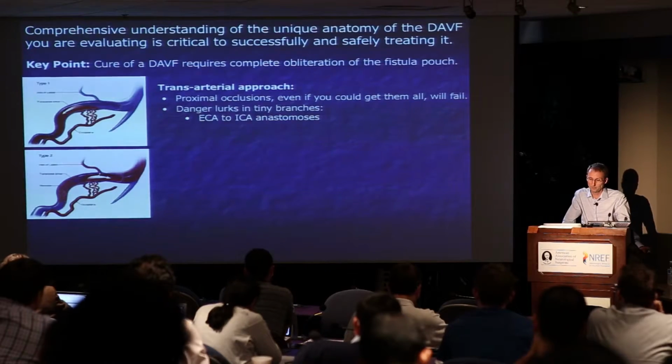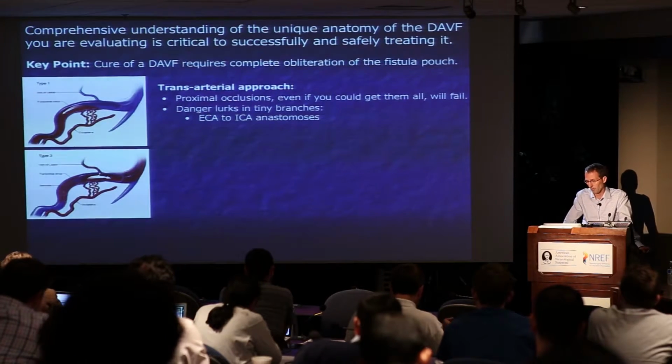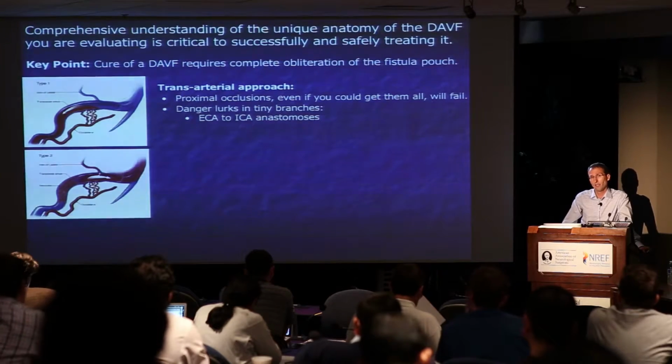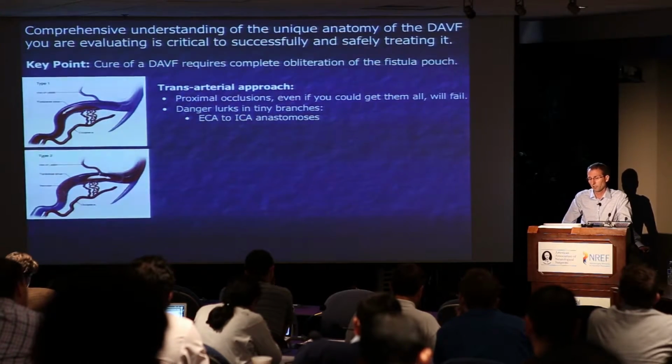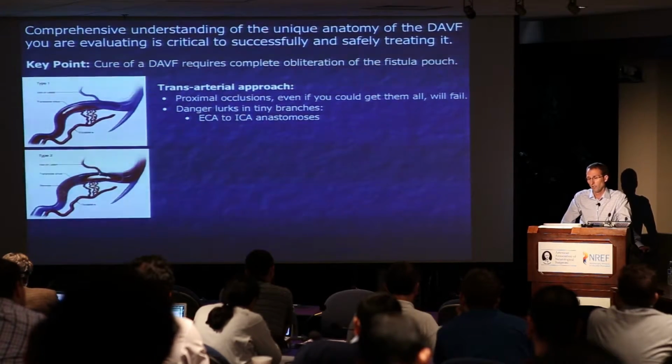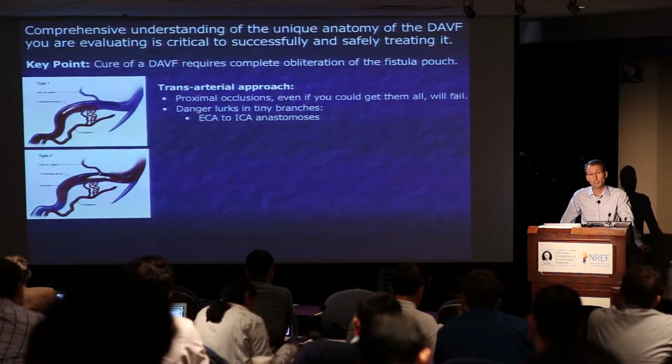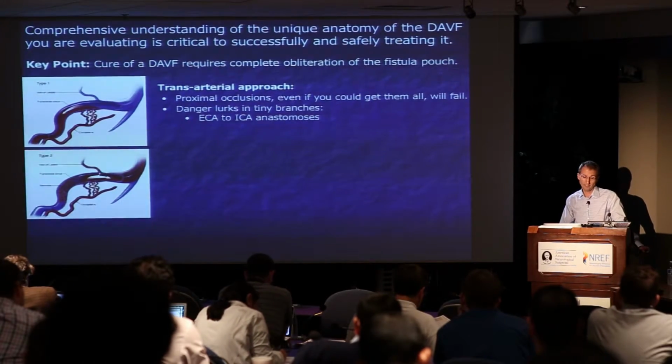And so I like to think that danger lurks in tiny branches. Should be the name of some mystery novel. But the point is, Onyx, and this was referred to in the previous talk, it's pretty amazing. You can get it to go a lot of places, including into small branches that you may not otherwise recognize.